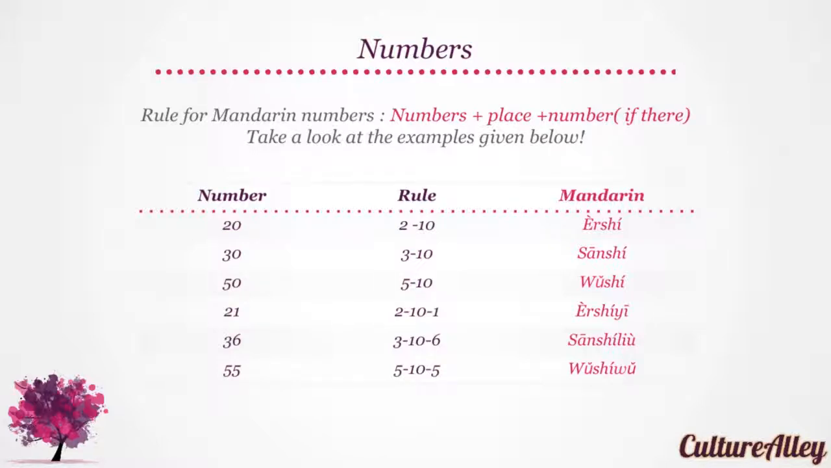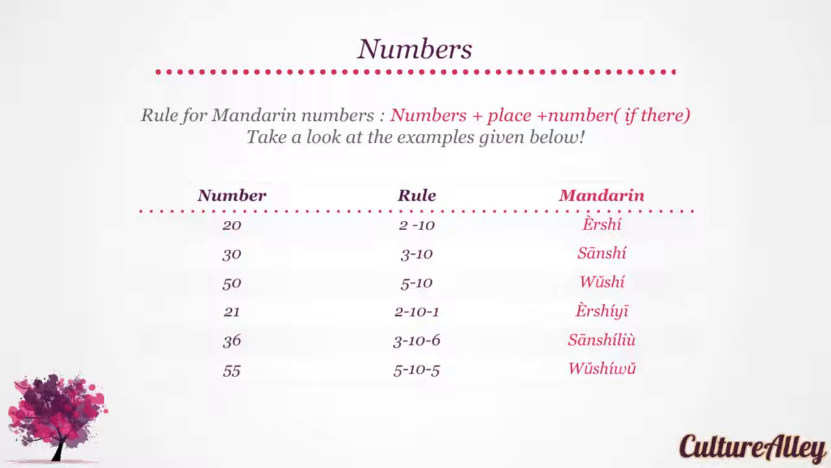In general, the rule for Mandarin numbers 20 through 99 is the number and ten place for numbers ending in 0, and number, ten place, and number for any other numbers such as 21, 33, etc. Let's take a look at the examples given below. 20 becomes 20. That is 2 and 10.